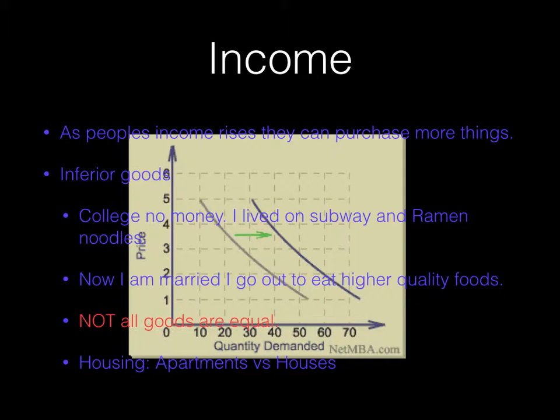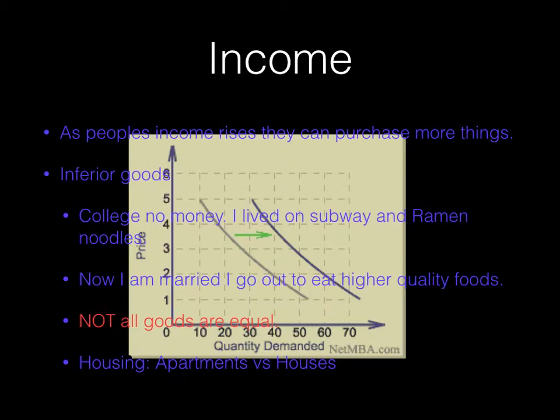When I was in college, I didn't have a lot of money, right? So you would naturally think that now that I'm a teacher and I'm a grown-up and I'm married and I can use my husband's money, I demand more goods. I'm just going to flat out say I purchase more, right, now that I have more money. But I don't purchase the same goods. When I was in college, I didn't have a lot of money, so I bought a lot of ramen noodles and Subway, and I just bought the things that I could afford. I bought a lot of ramen noodles, so the demand for ramen noodles was really high, right, when I was in college.